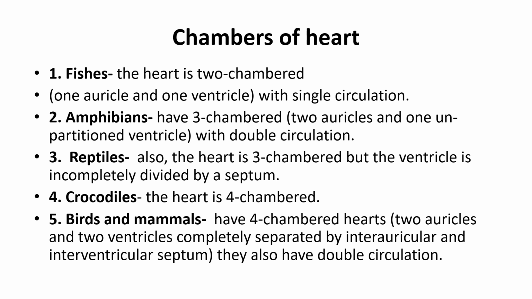Fishes contain a heart of two chambers, one auricle and one ventricle, with single circulation. Amphibians have three chambers, two auricles and one ventricle, with double circulation. Reptiles have three chambers, but the ventricle is incompletely divided by a septum, and in crocodiles there are four chambers. Birds and mammals have four-chambered hearts, two auricles and two ventricles, completely separated, the auricles by the interauricular septum and the ventricles by the interventricular septum, and they have double circulation.